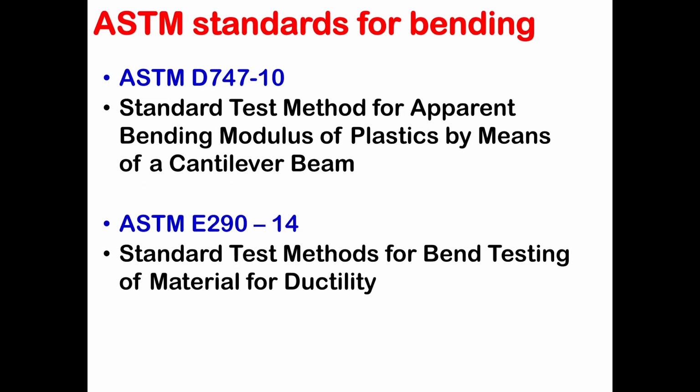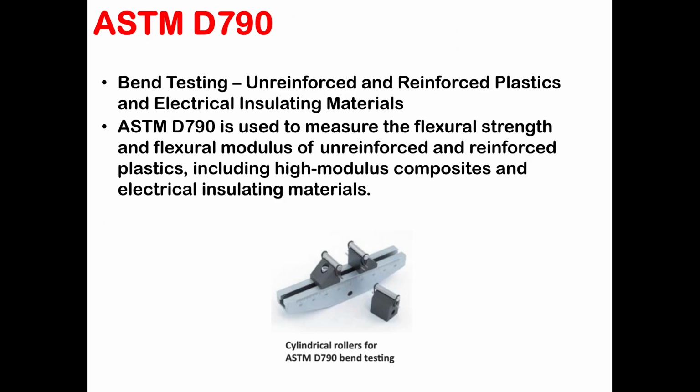We have a lot of bending tests. I'm just going to focus specifically on a couple of them. The first one is ASTM D790. What we are going to do as far as these standards go is go over a summary of what these standards do, right? This is a bending test standard that measures the deflection essentially for unreinforced and reinforced plastics and electrical insulating materials.